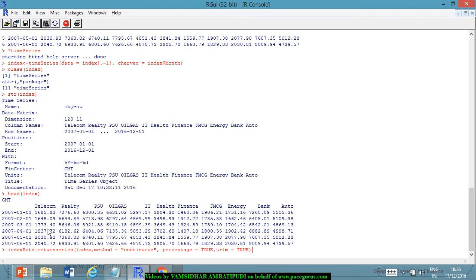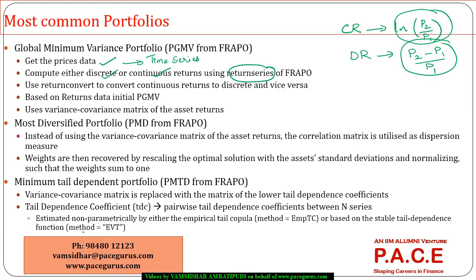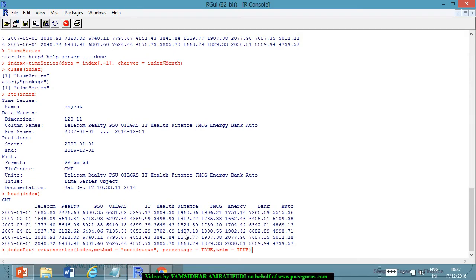Right now I have given a continuous return to be computed, and I can give an option of percentage equal to true. So percentage equal to true means it will be computed as into 100. That is what is meant by percentage equal to true. But if I set percentage equal to false, it would be expressed in a decimal form. So either of the two will lead to the same solution, but again, it's a personal choice. If I set percentage equal to true, it is converted into multiplication by 100 and expressed in a percentage form.